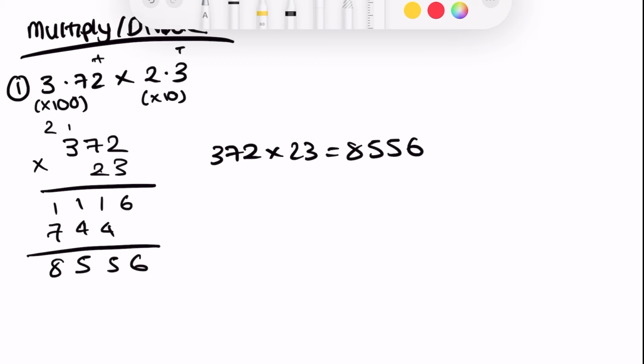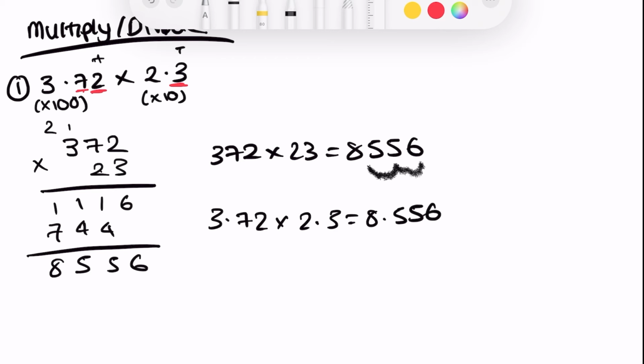Now, how do we figure out what 3.72 times 2.3 is? Well, there's a neat trick for this. We look at the number of digits after the decimal place in total in our question. So we have 1, 2, and 3, which means we should have 3 decimal places in our answer. So starting from the right, 1, 2, 3, I can decipher that 3.72 times 2.3 is going to equal 8.556.